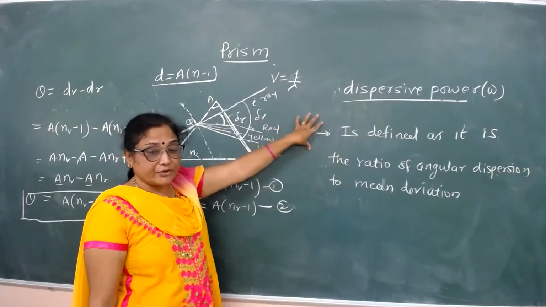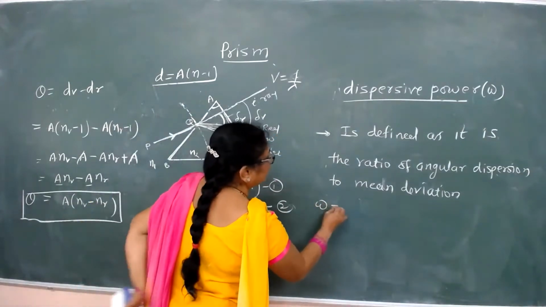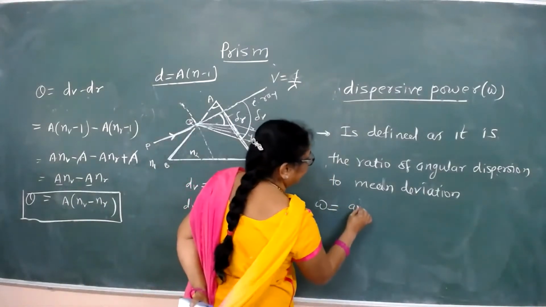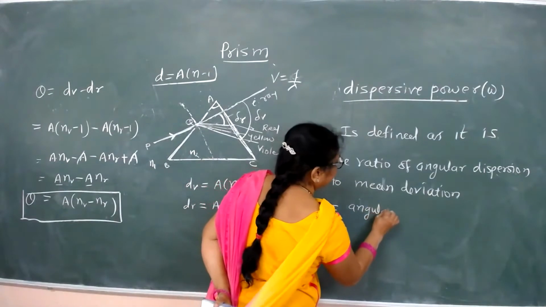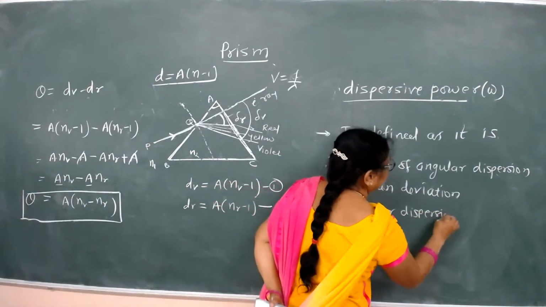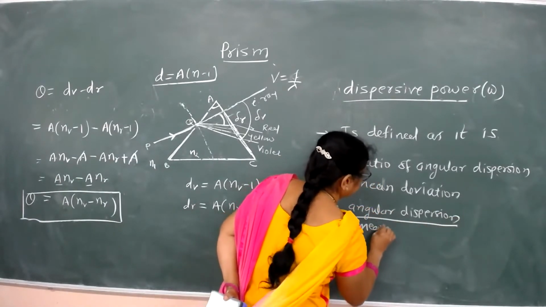Dispersive power is denoted by the letter omega. Therefore, omega is equal to the ratio of angular dispersion to mean deviation.